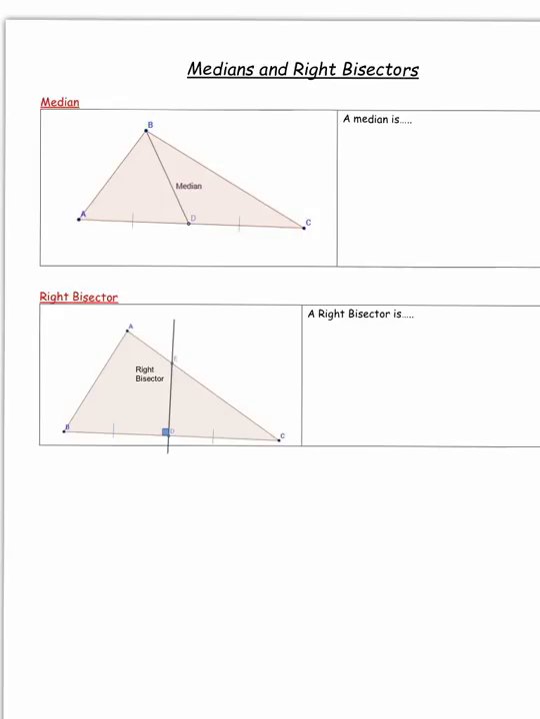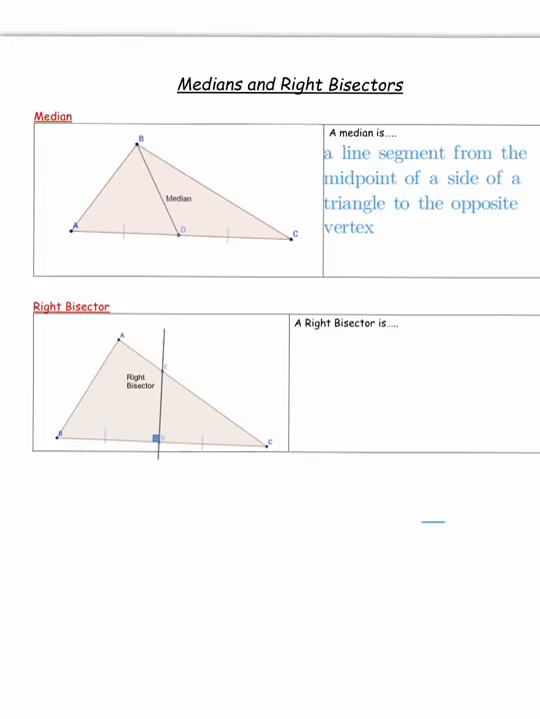Okay, and as you could probably imagine, there are actually three medians in a triangle. We could have the midpoint of this side right over here joined to vertex A, and we could have the midpoint of this side C joined to vertex C. Okay, and a right bisector is a line that is perpendicular to a side of a triangle and passes through that midpoint right there in a triangle.